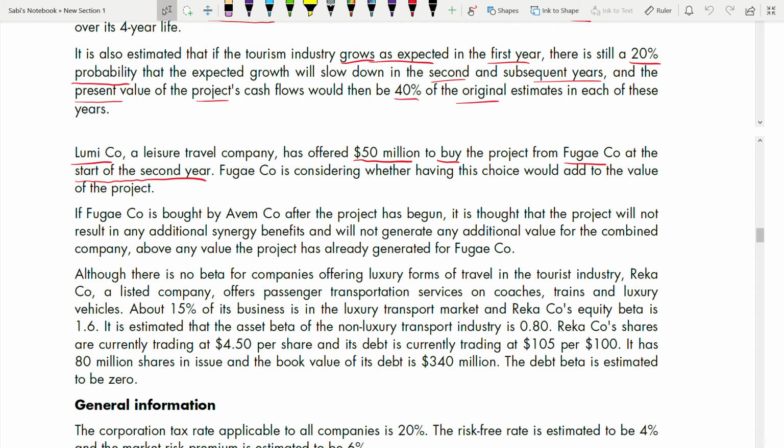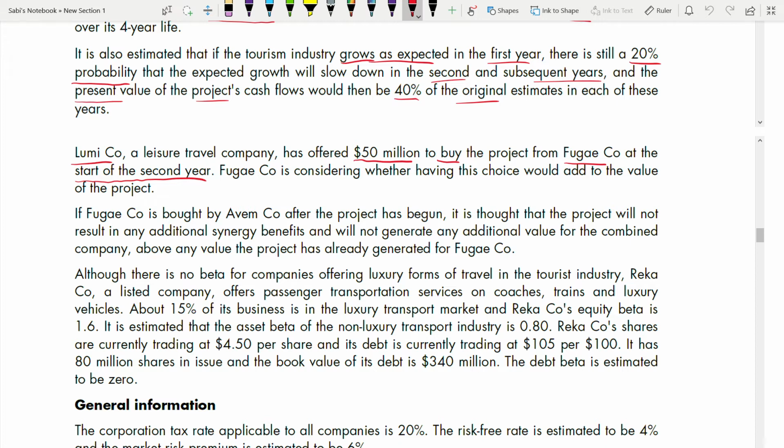Although there is no beta. Now beta and all has been given to you, which means you have to find either the cost of equity or the cost of capital. One of those two things you have to find here. That's why, whenever they talk about beta, it means that only: either cost of capital or cost of equity.